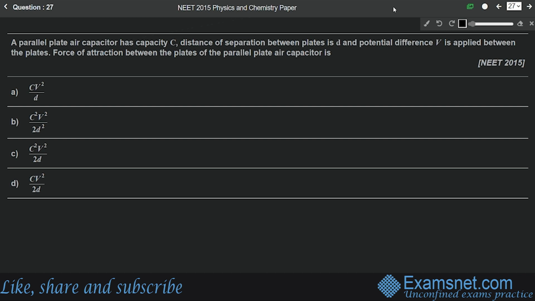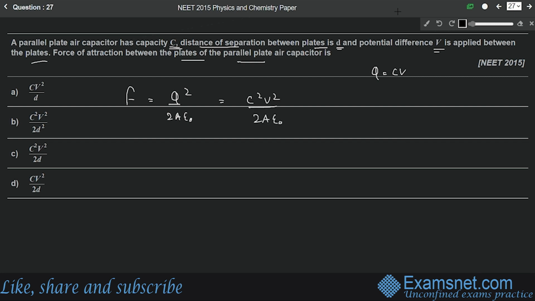Now question number 27 is from electrostatics, and the question is: a parallel plate air capacitor has capacity C, the distance of separation between the plates is D, and the potential difference V is applied between the plates. The force of attraction between the plates of the parallel plate air capacitor is? So we know that the force of attraction between the parallel plate capacitor is equal to Q square by 2A epsilon naught. And Q is equal to C into V. So in place of Q square, we can write C square V square upon 2A epsilon naught.